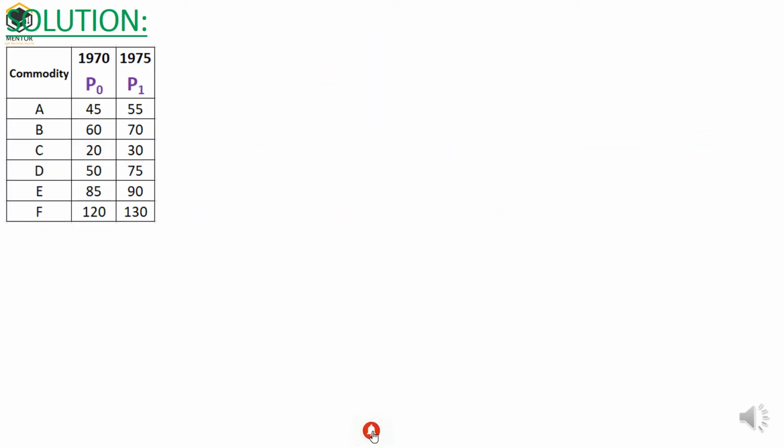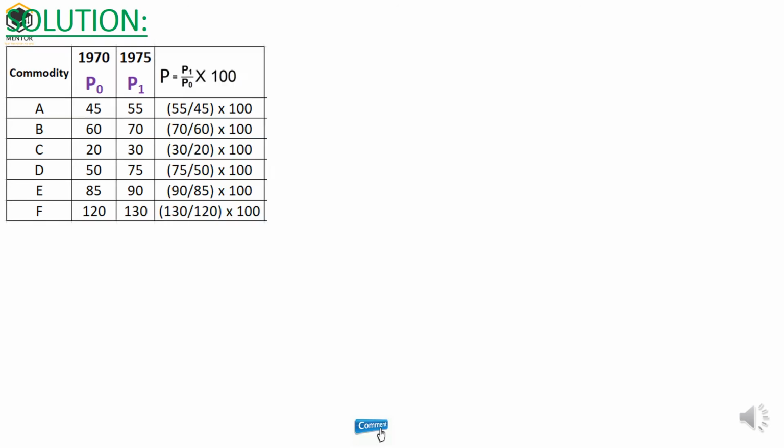In the solution, as you can see, I have taken 1970 as my base year, 1975 as my current year. Now what next we have to find? We have to find the price relative, either to find the arithmetic mean or geometric mean. In both we have price relative. So the first column of our tabulation will be our price relative.